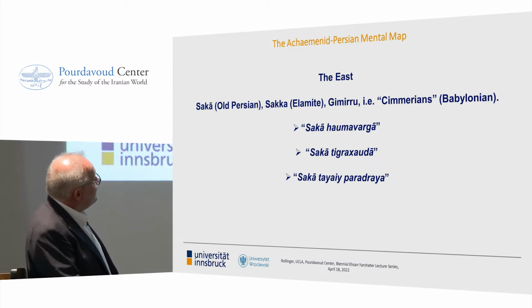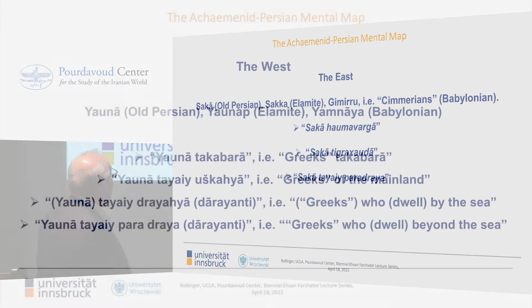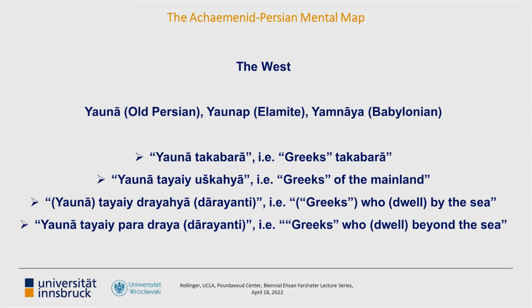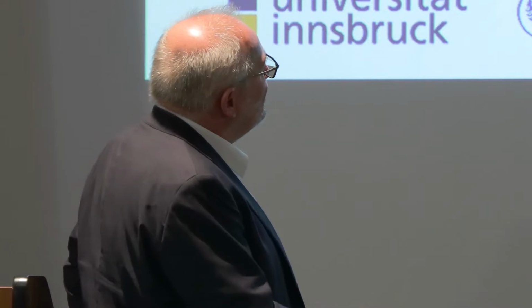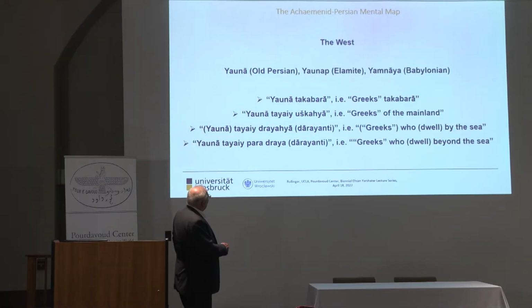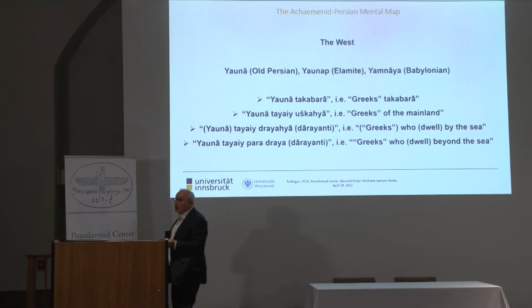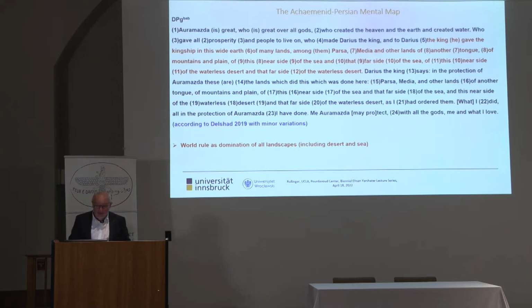Actually, it is three of them: the Saka Hauma Varga, the Saka Digra Chauda, one with the pointed cap, and those who live beyond the sea, the Saka Dayabara Draya. And this is also true for the Greeks, for the Yauna, who are also diversified. There is a very peculiar expression which we actually do not exactly know what it means. That's why I just transcribe it, this Yauna Dakabara. But the other ones we do understand very well. So it is the Greeks of the mainland, the Greeks who dwell by the sea, and again the Greeks who dwell beyond the sea. So again the claim for world rule, including areas and regions beyond the sea.